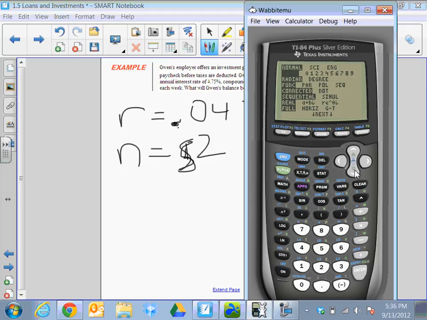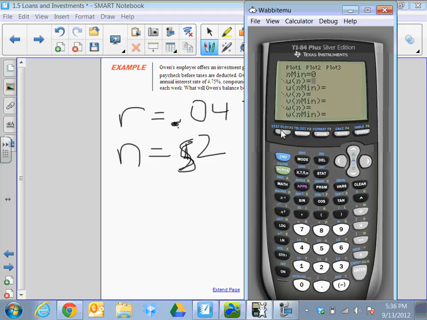So let's scroll down to the fourth line and over to sequence mode. I got here by pressing the mode button, and let's press enter. That puts sequence mode on. When you go to y equals now, what you might notice is your normal y equals screen, where you would input lines and parabolas, now looks pretty weird.